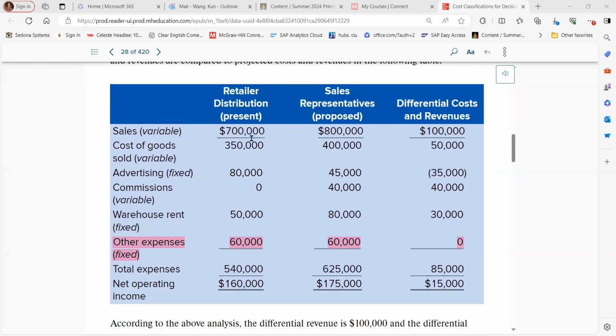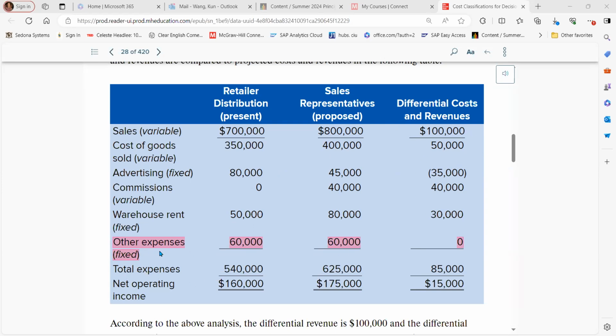So you can see this is a differential analysis approach. And once you get experienced, you may ignore the first two columns. I can focus on the third column only and focus on the differential items.